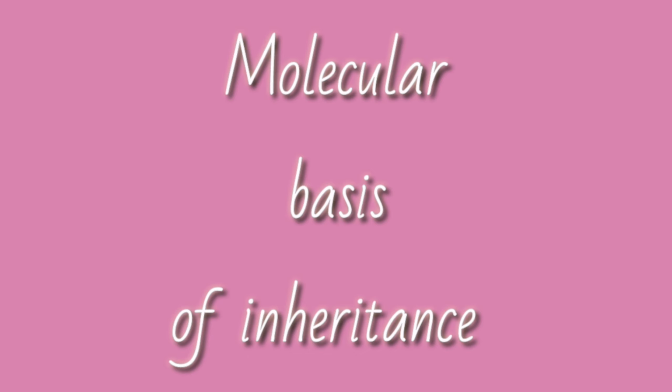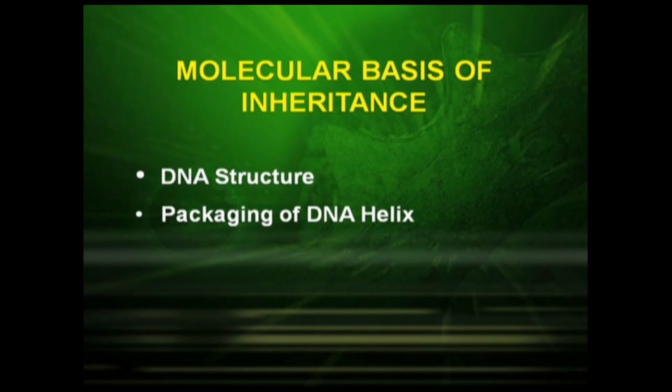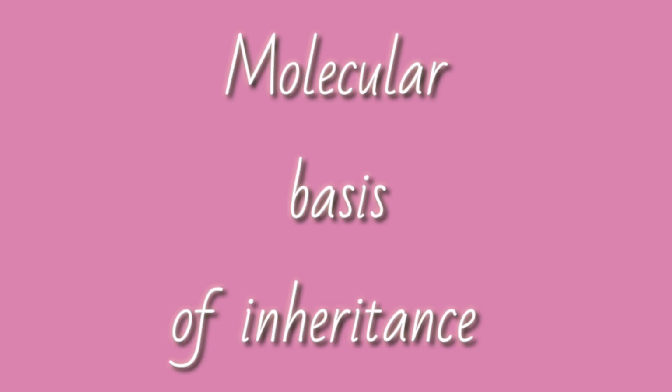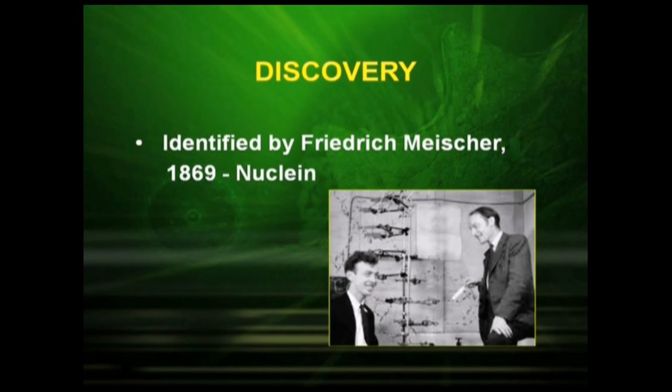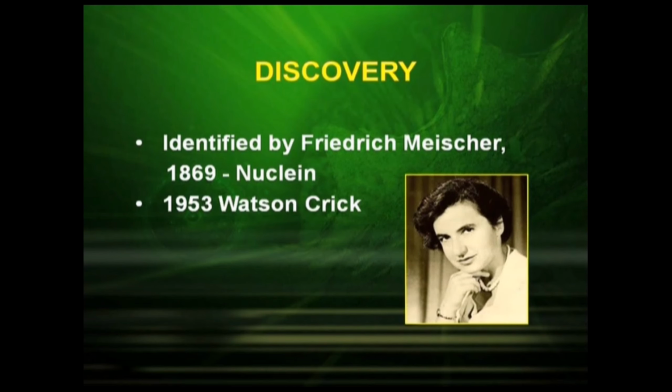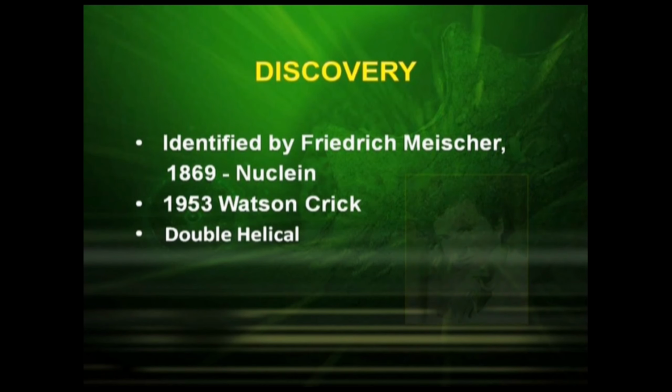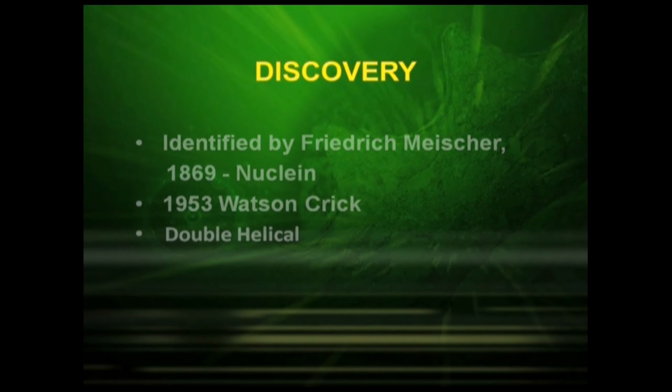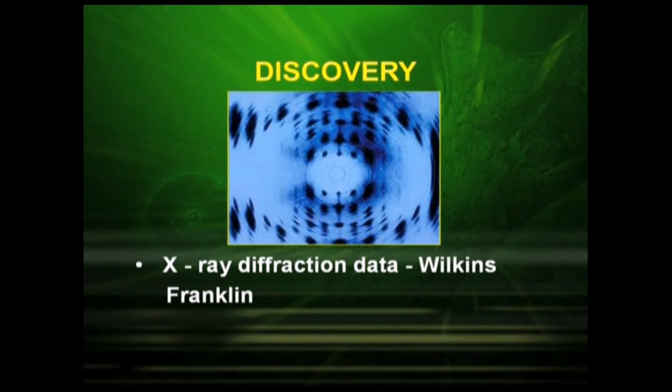The topics that we are going to discuss are DNA structure, packaging of the DNA helix, Griffith experiment, and Hershey and Chase experiment. Now let us first see how the DNA was discovered. Initially, it was identified by Friedrich Miescher in 1869 and he called it nuclein. In 1953, Watson and Crick discovered the double helical structure of DNA with the help of X-ray diffraction data, which was developed by Wilkins and Franklin.